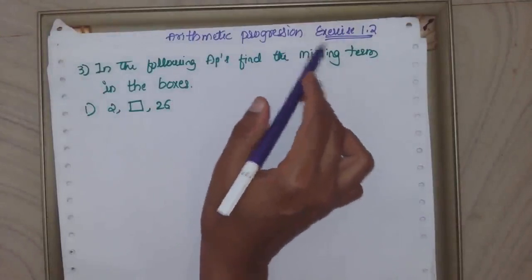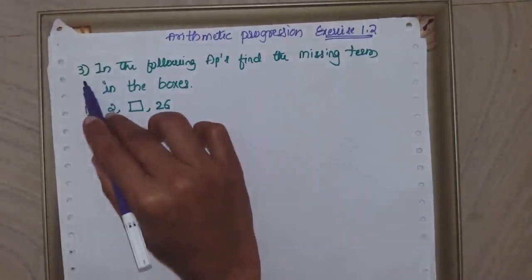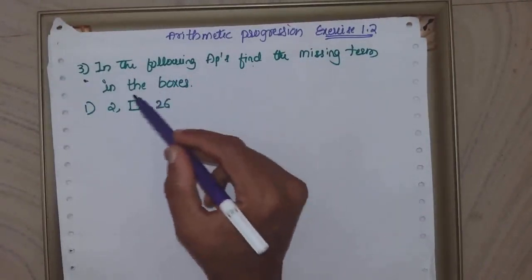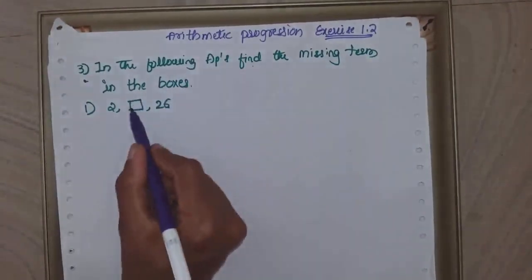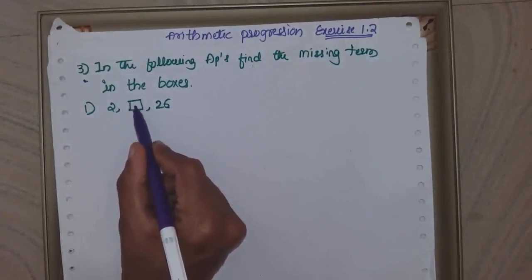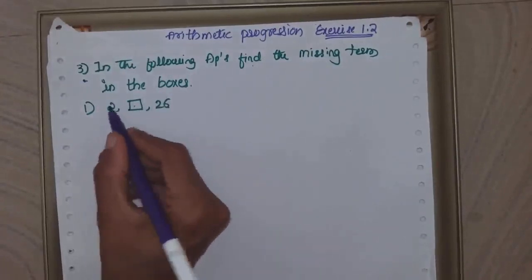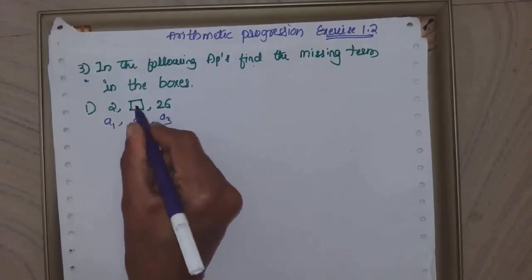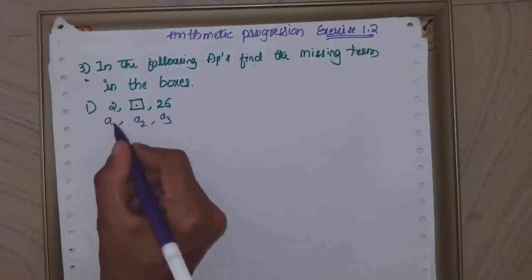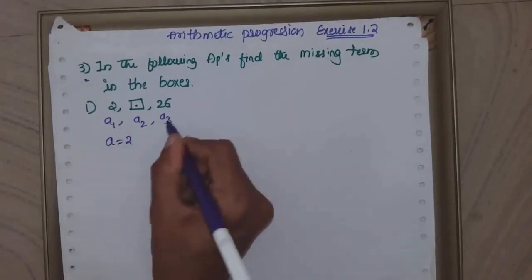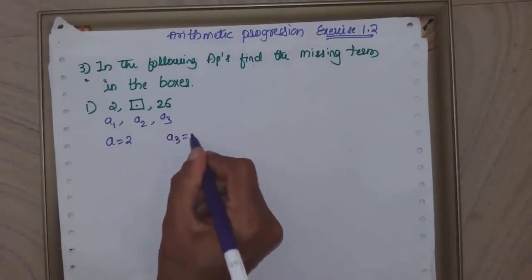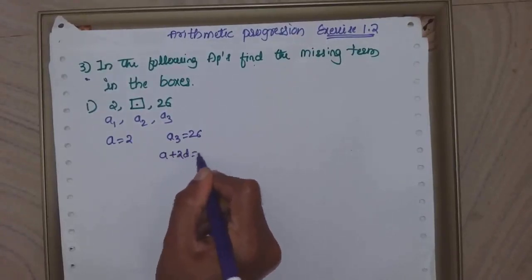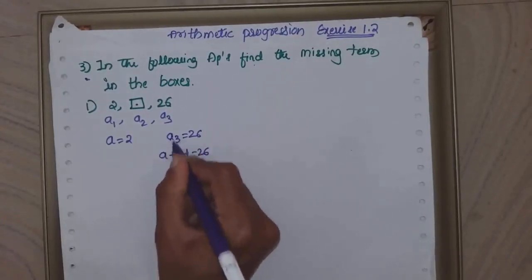So in arithmetic progression exercise 1.2, the third main question is: in the following APs, find the missing terms in the boxes. Yes, we need to find out the missing terms. So here the first question: this is a1, a2, a3. We need to find out a2. Then a1 is nothing but a, which is 2, and a3 is 26. a3 can be written as a plus 2d equals 26.